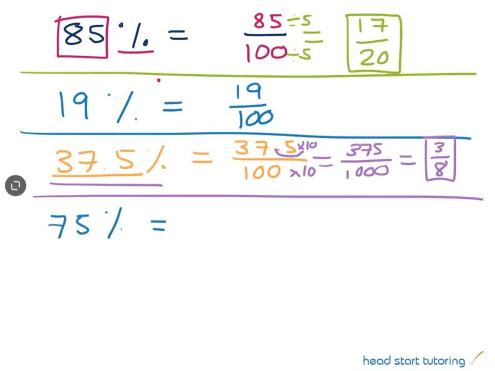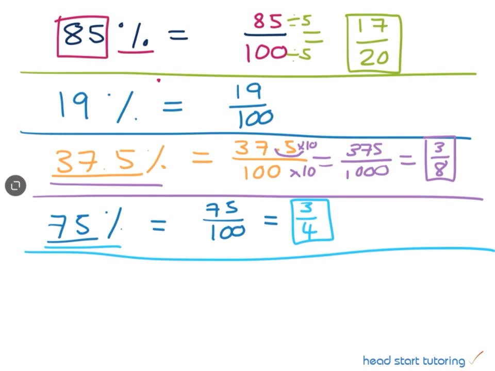Let's have a look at 75%. 75% is equal to 75 as our numerator, 100 as our denominator, and we obviously now just need to simplify it. So 75 over 100, we can divide both our numerator and our denominator by 25 to get 3/4. So 75% as a simplified fraction is 3/4.